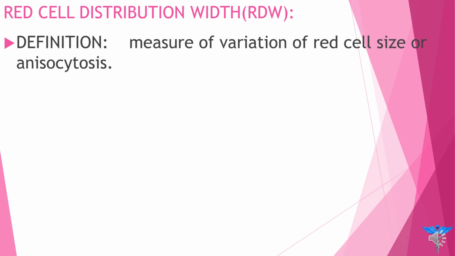Now the last red cell index is the red cell distribution width, RDW, and it reflects the degree of variation in the size of the red blood cells, meaning how much variation there is in red blood cell size. We have a medical term called anisocytosis, in which the red blood cells are unequal in size. So in anisocytosis, as there is unequal size, meaning greater variation, the RDW count will be higher, while the RDW count will be lower when there is no variation in red blood cell size.